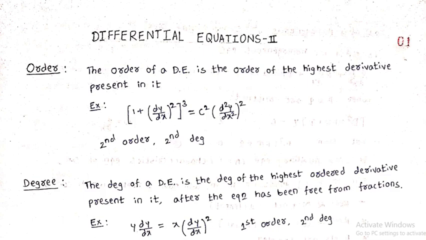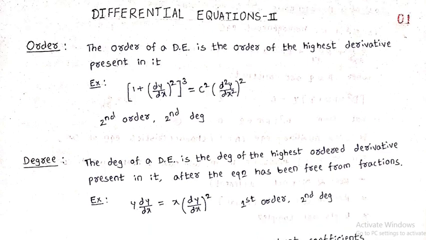Suppose on the left-hand side, in place of dy/dx, it is d^4y/dx^4, then we say that the order of the differential equation is 4. So the highest derivative present in any given differential equation is called the order of the differential equation.